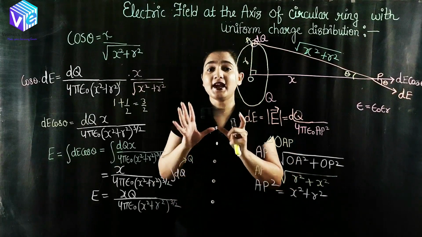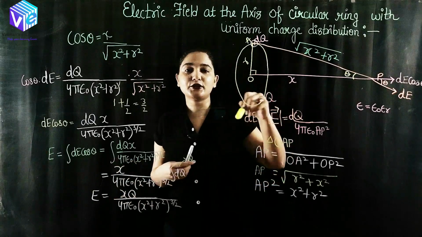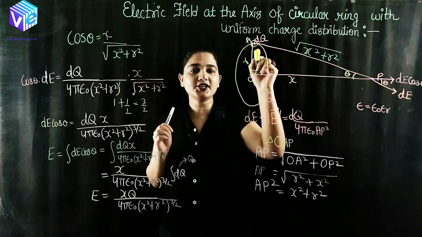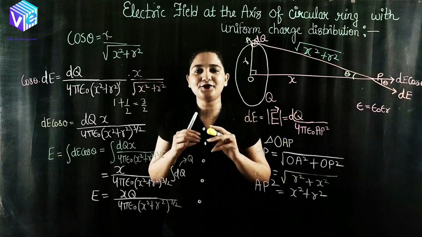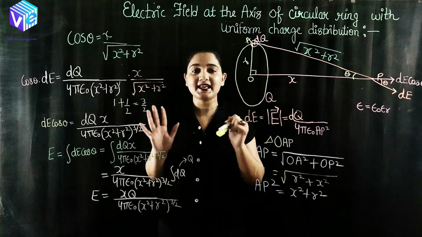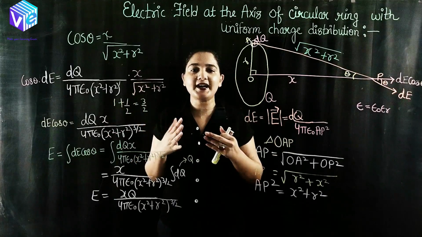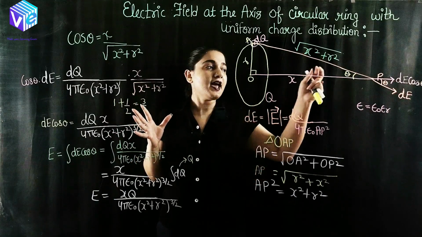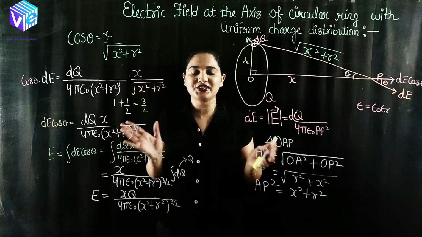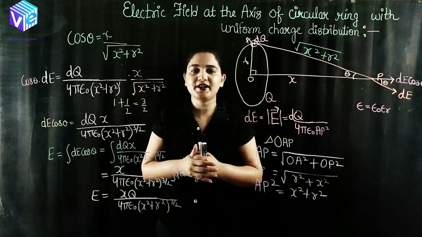Let me tell you that we have found out the electric field due to this circular ring. We used the electric field due to the point charge to find out the electric field due to this circular ring. Now you can apply this approach on any type of surface and find out the resultant electric field at any point surrounding it. I hope you understood this derivation. This was a really interesting application of the electric field intensity.